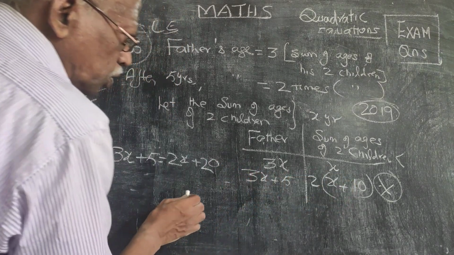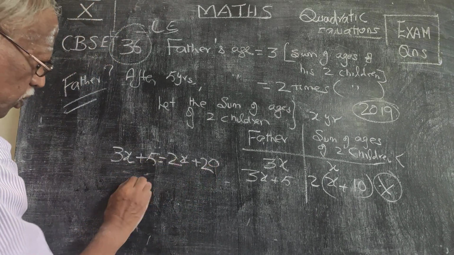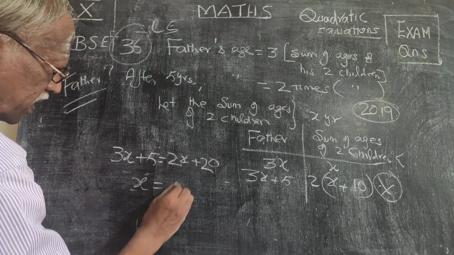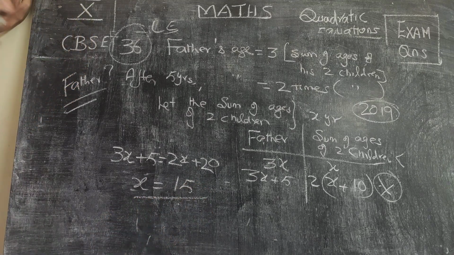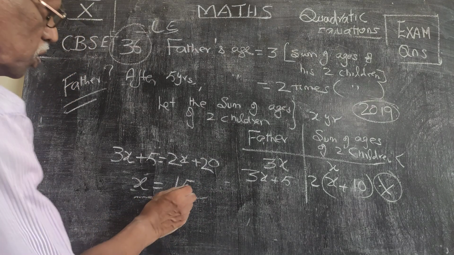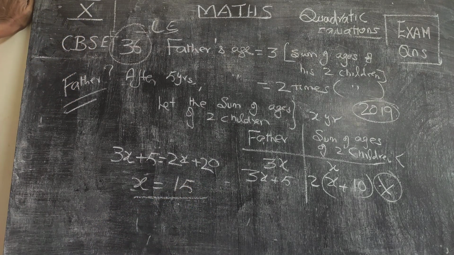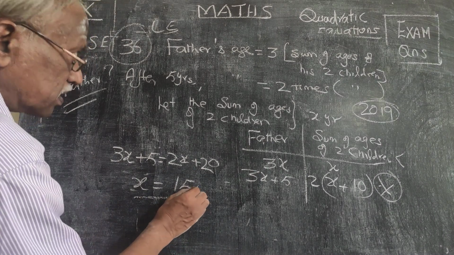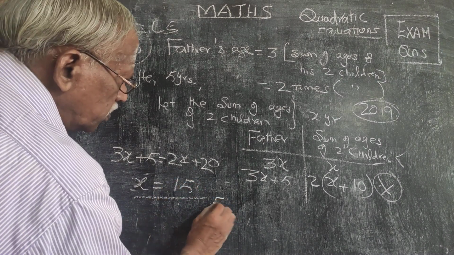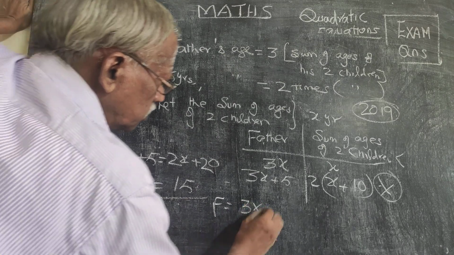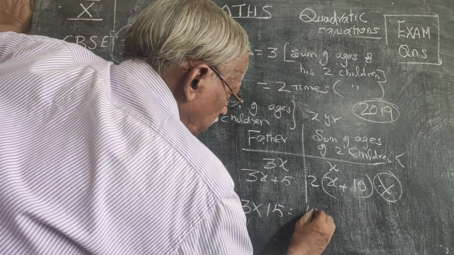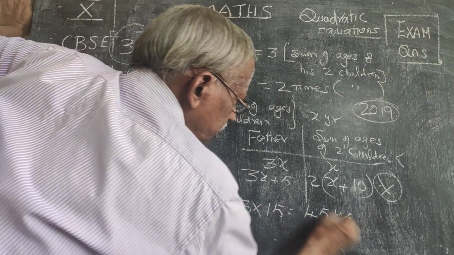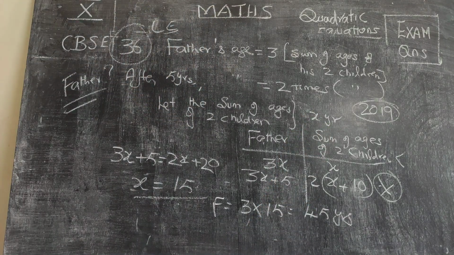2x plus 2 tens are 20. 3x minus 2x, therefore x equal to 20 minus 5, 15. That is the sum of the ages of 2 children is 15. Then what is the father's age? This is the sum of the ages of 2 children. What is the father's age? 3 times of that. So 3 into 15, 45 years. So unintentionally we have done a problem under linear equation.